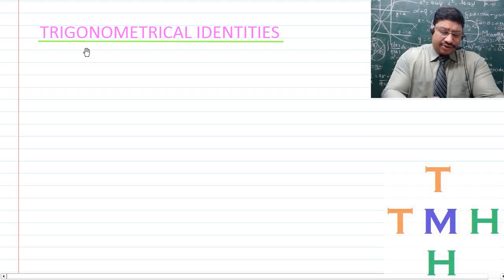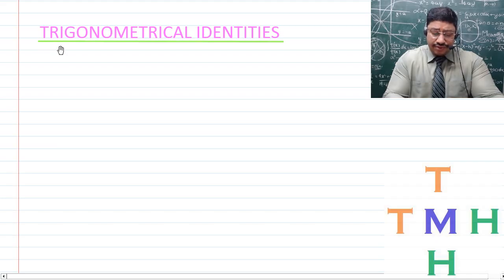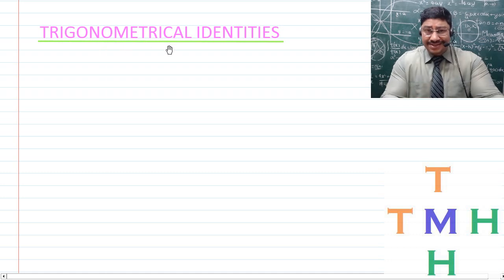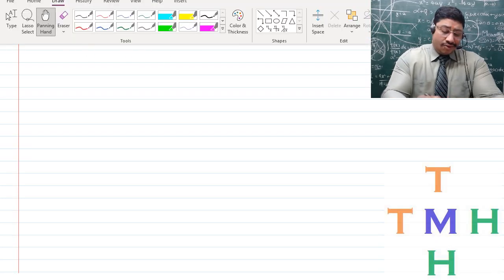Now, as you can see, trigonometry is actually made up of three words. The first is tri, which means three, gon, which in Greek means sides, and then we have metron, which means measurement, which in English is written like metri. So trigonometry is actually the study of the three sides of a triangle.